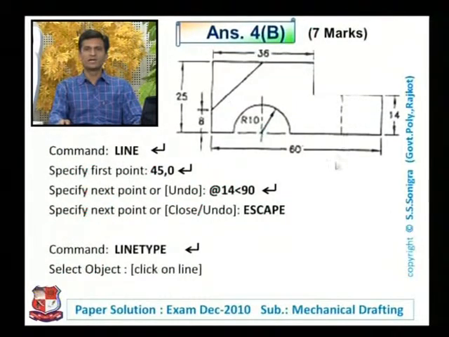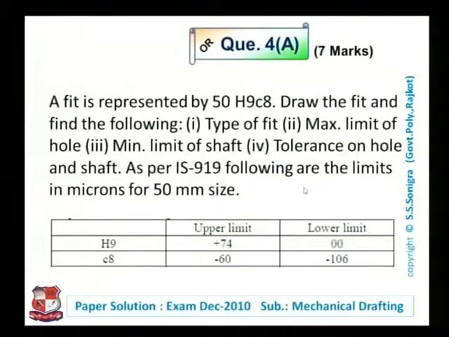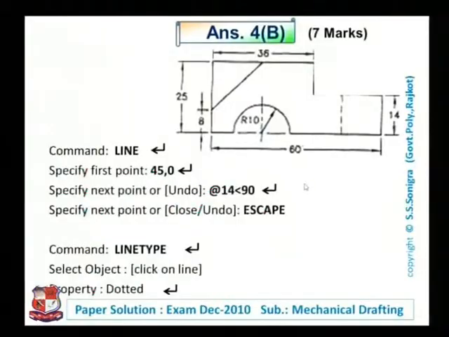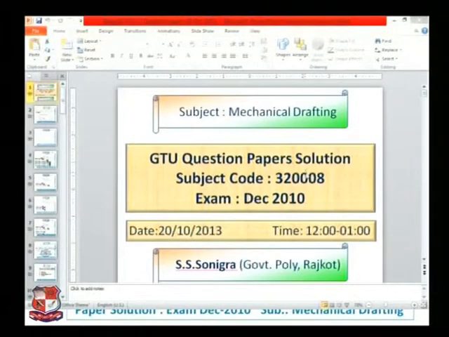If you click on this line, it will ask the property of this line. So write that the property is dotted. The dotted line is to be loaded and this line will be dotted, and enter. So this line would be converted from full line to dotted line. So that is question number 4. B, let me do the hands-on experience of this exercise.